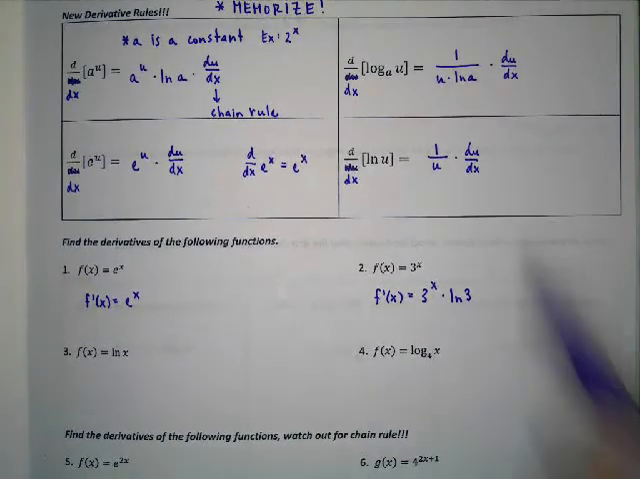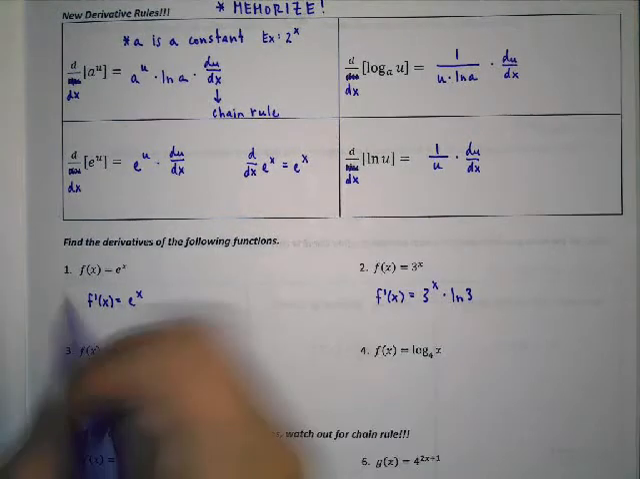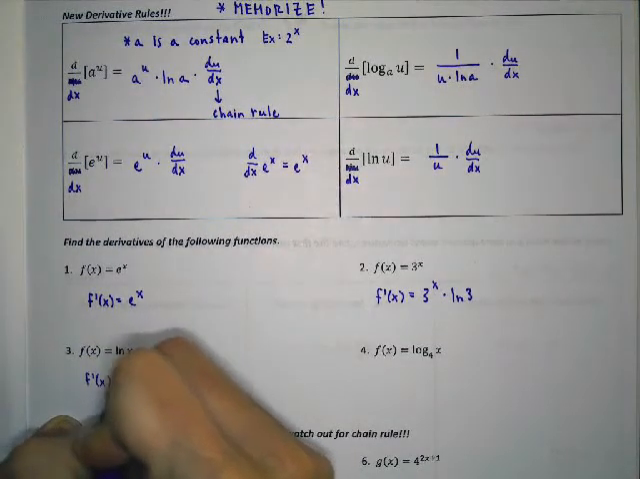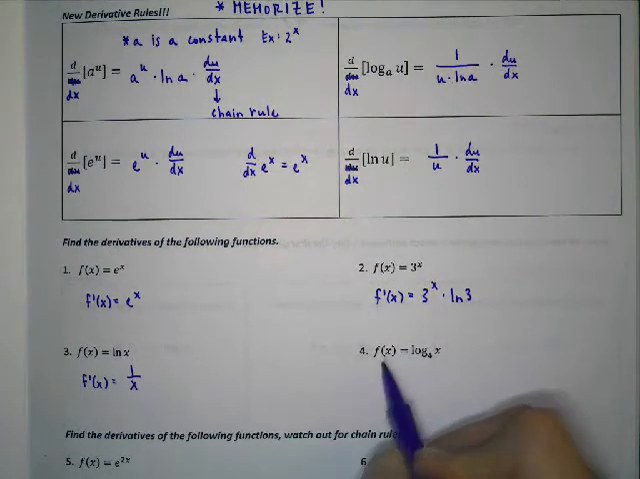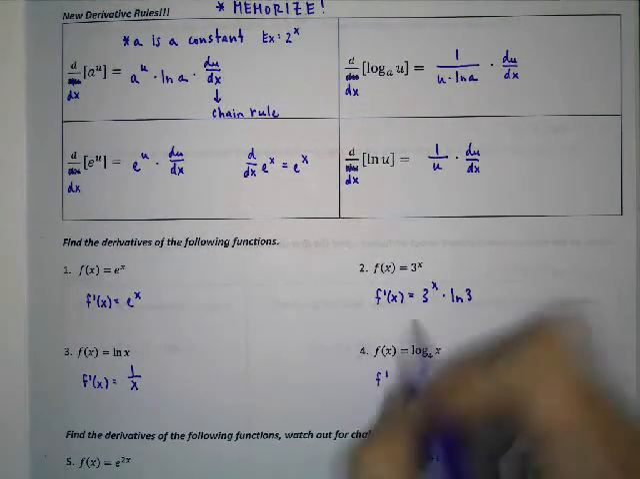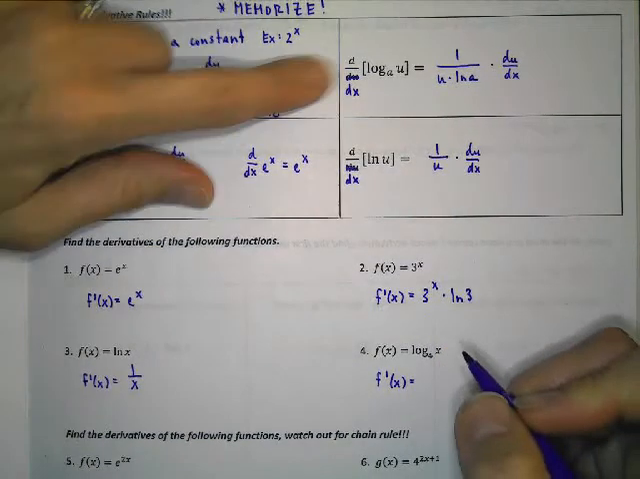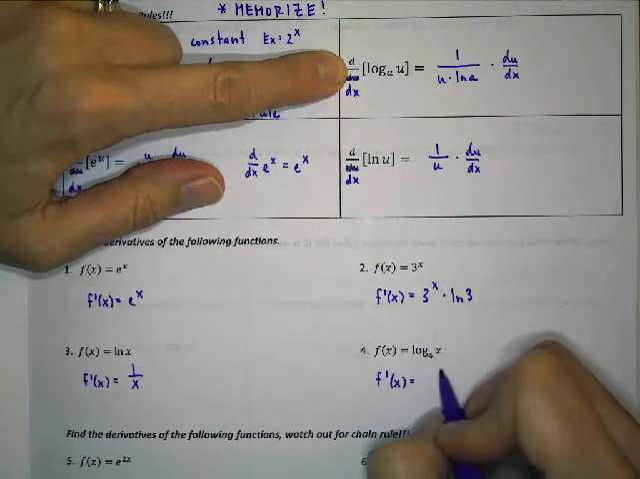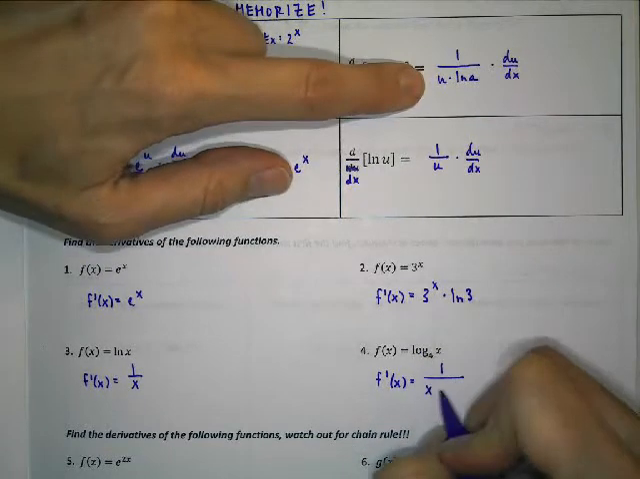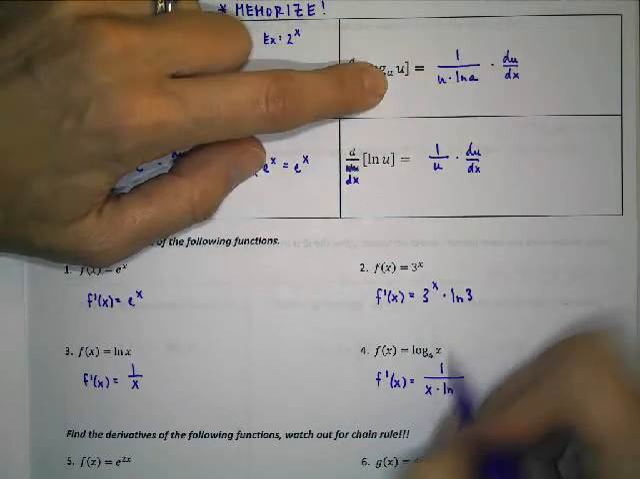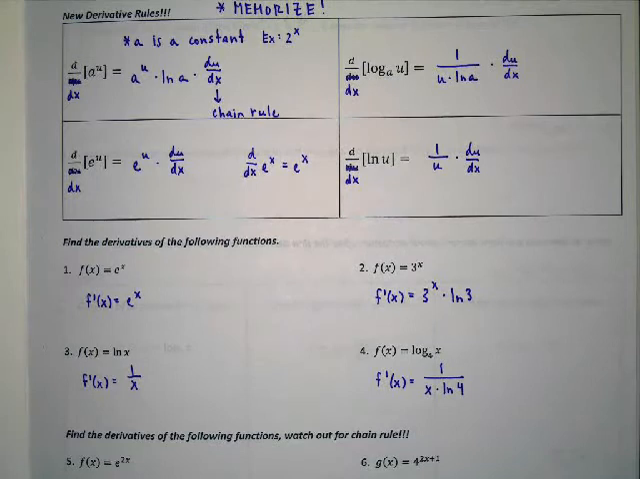For number 3, we have the derivative of the natural log of x. This derivative is just 1 over x. And then our last example for this section, we have log base 4 of x. So we're using our derivative here. I'm going to have 1 over, my u in this case is just x, and then times the natural log of my base a, which in this case is 4. And that's my derivative. Again, we didn't have to worry about chain rule for any of these examples.